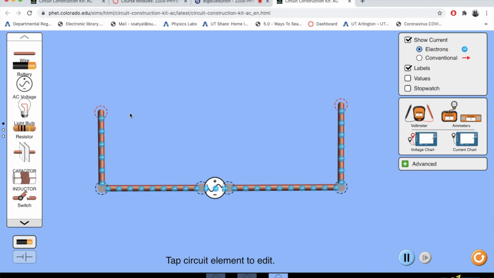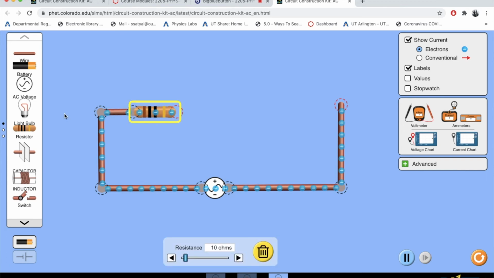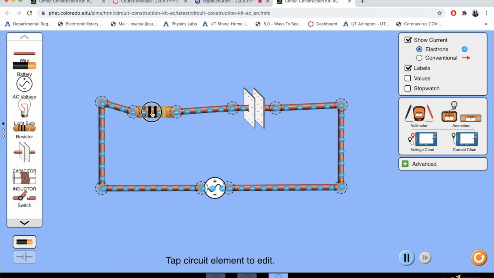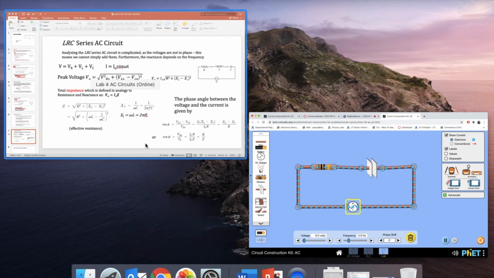And I need a resistor here. Put a resistor in that. What else do I need? I need a capacitor, and okay. Here I can modify my values.